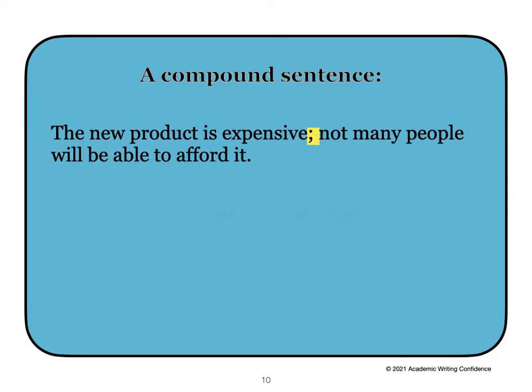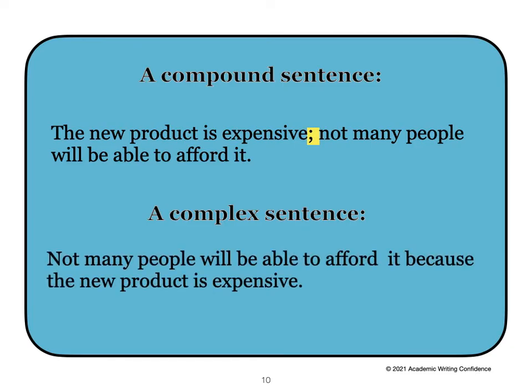One more type of sentence is the complex sentence. Not many people will be able to afford it because the new product is expensive. Now this phrase, because the new product is expensive, cannot be a sentence by itself. It must be connected to another complete sentence. So in your academic writing, you should use a variety of sentences, including simple, compound, and complex sentences.